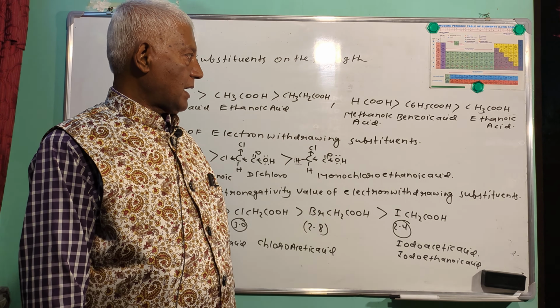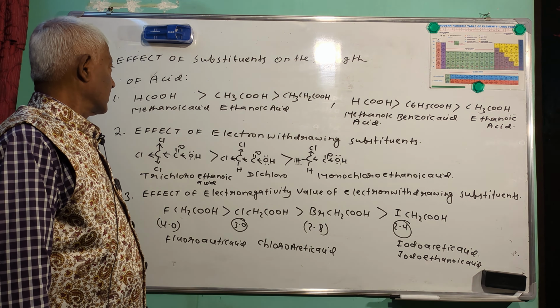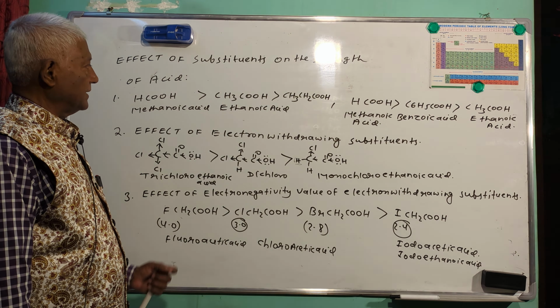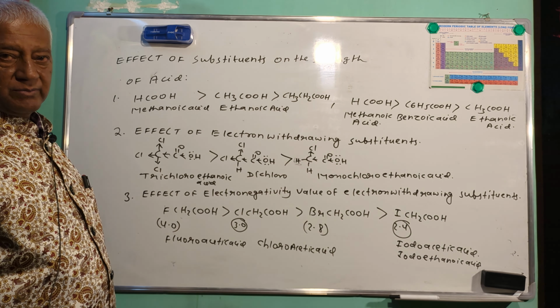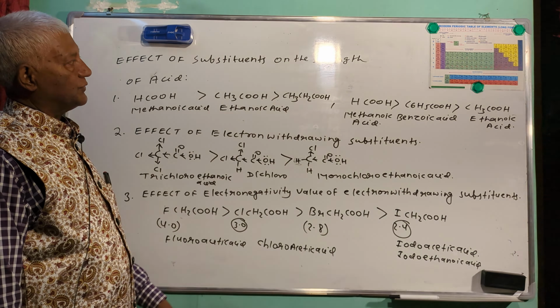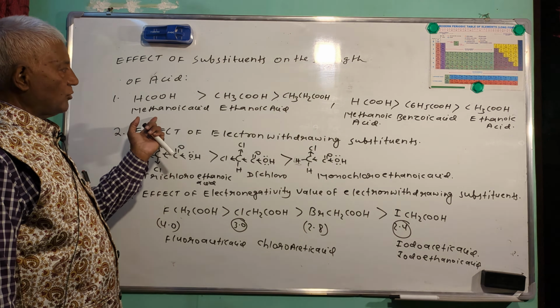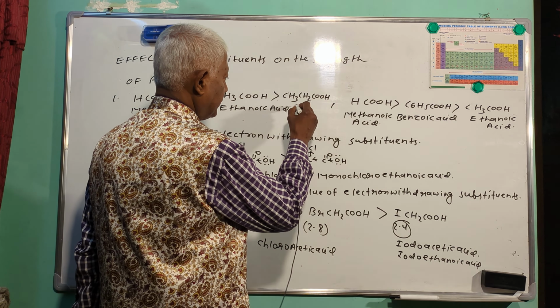Now I am telling you very important things. Sometimes I ask you to write down the acidic order of the following compounds. First is the effect of substituents on the strength of the acid. The first one is methanoic acid, ethanoic acid, and propanoic acid.